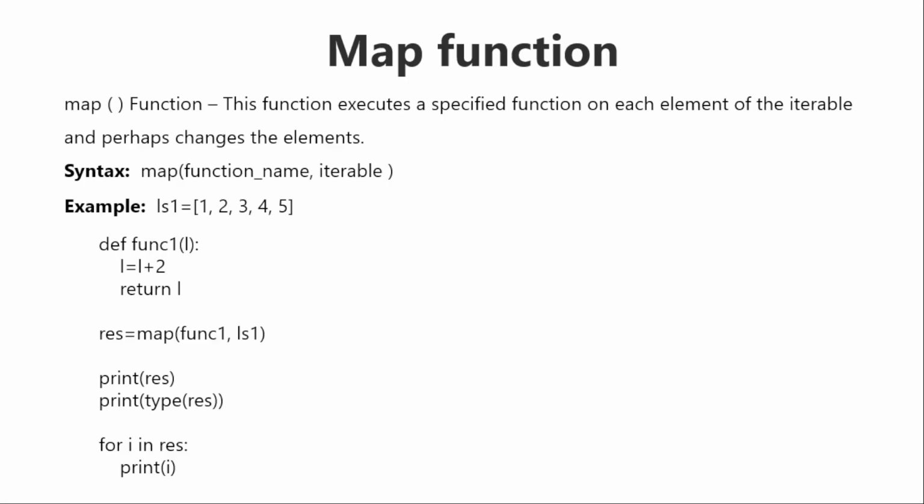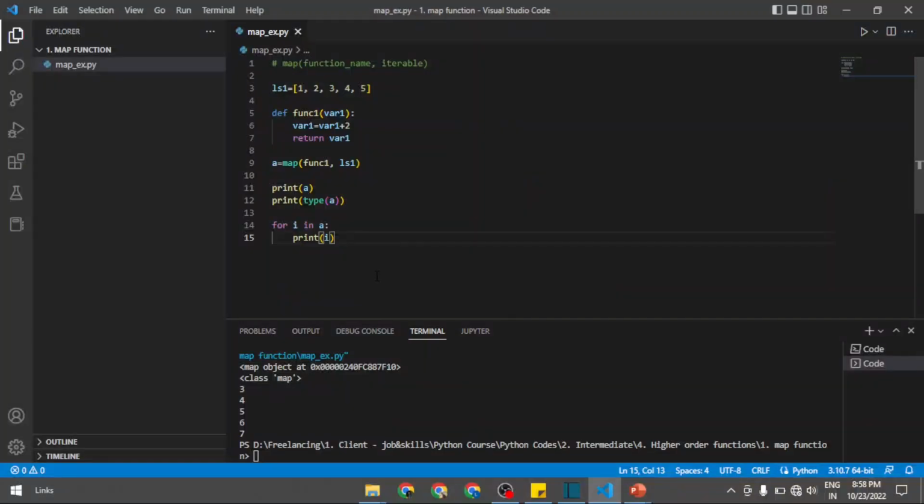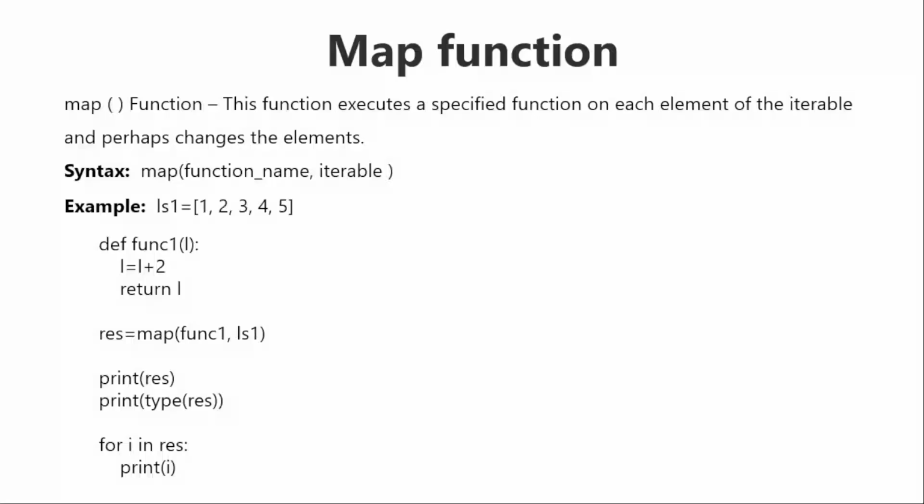Now let us look back at the slide. I think I have explained each and every part of the map function, and this is the example of the code execution of the map function. So I think we are done with the map function.